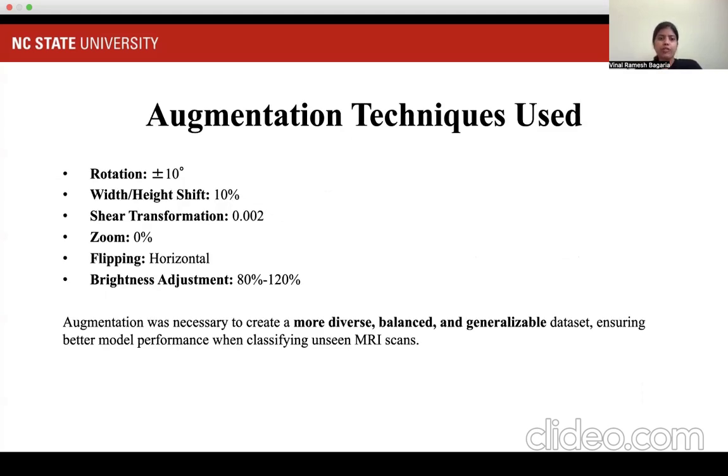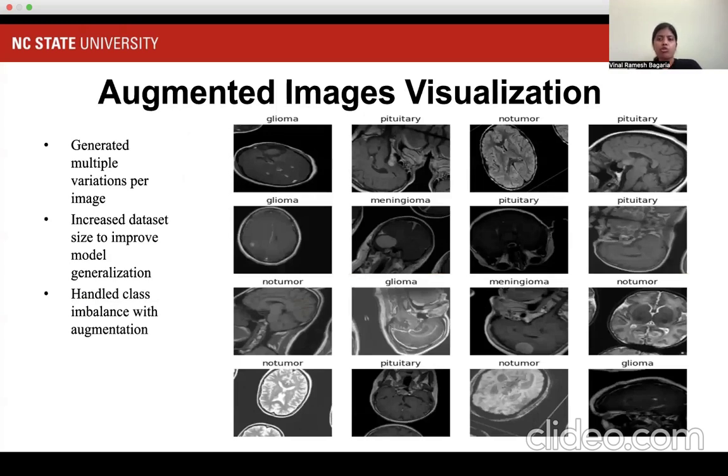The augmentation techniques that we used are rotation, height shift, shear transformation, zooming, flipping, and brightness adjustment. It was necessary for a more balanced and generalizable dataset, ensuring better model performance when classifying unseen MRI scans. Augmented image visualizations: we generated multiple variations per image, increased dataset size to improve model generalization, and handled class imbalance with augmentation.